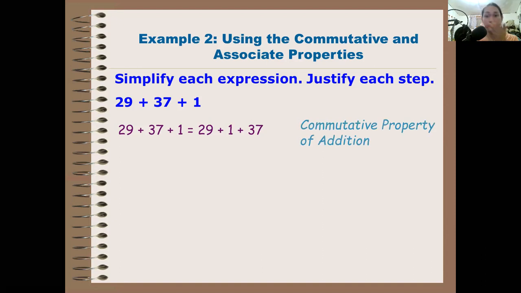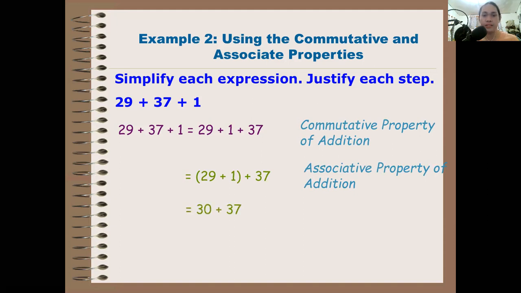Yes, we apply the commutative property of addition in here. Then after that one, we can group it 29 plus 1 plus 37. Then that gives us the associative property of addition. So next, we got this one, 30 plus 29 plus 1 is 30 plus 37. That gives us, then add 67. Okay? So I hope you'll be able to remember the concept.